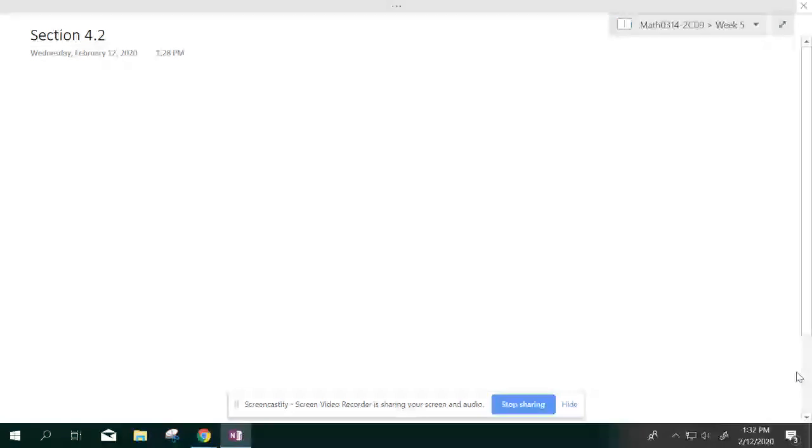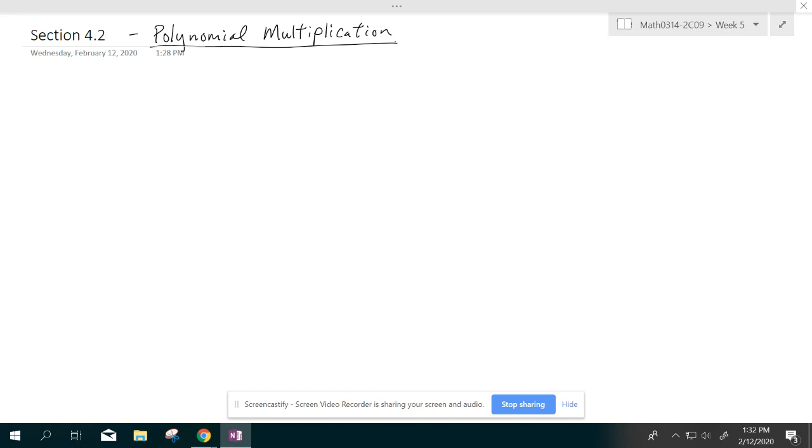Today, it looks like we only have one section to cover. We're going to cover section 4.2, which is on page 235 if you need to know that. Page 235. And this section is on polynomial multiplication. Polynomial multiplication.